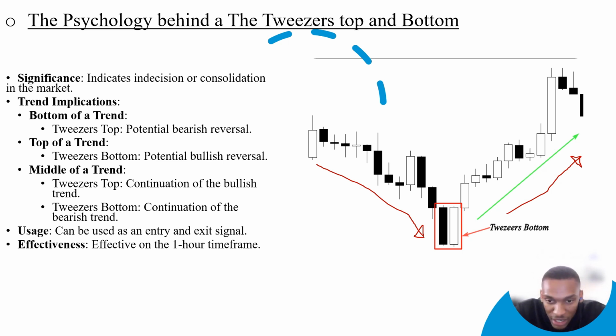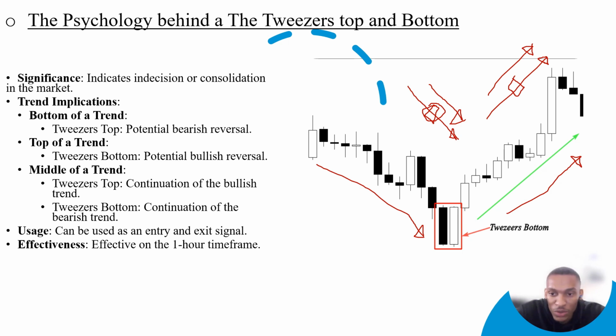When it forms at the middle of a trend, it suggests a continuation of that trend, meaning when it forms at the middle of a downtrend, say this is a downtrend, and then it forms here, it suggests that the market will continue pushing downwards. And if it forms at the middle of an uptrend, it suggests that the market will continue pushing upward.